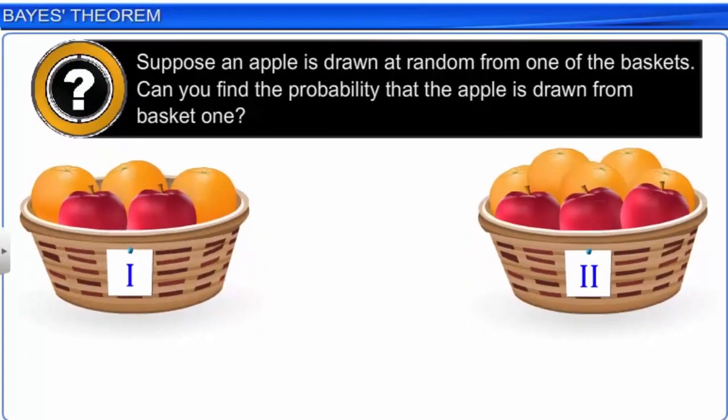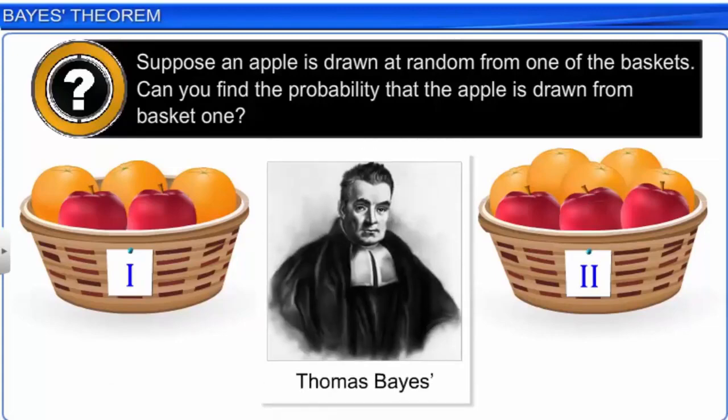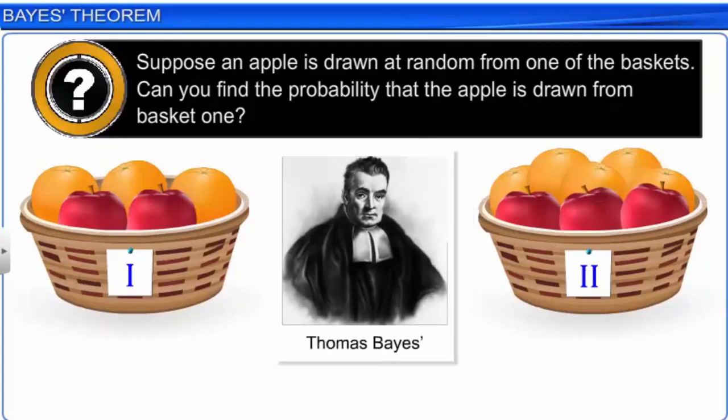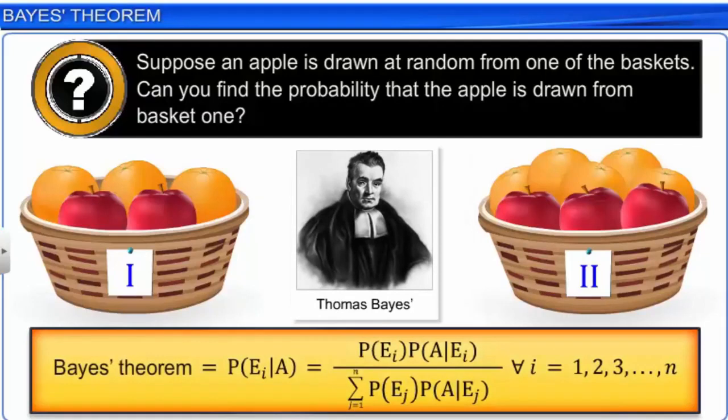To solve such types of problems, in 1763, a mathematician, Thomas Bayes, developed a new formula by using conditional probability. This new formula is called Bayes' theorem. Before proving the theorem and discussing it in detail, let's look at some definitions and basic theorems.